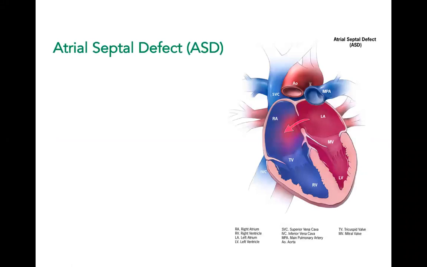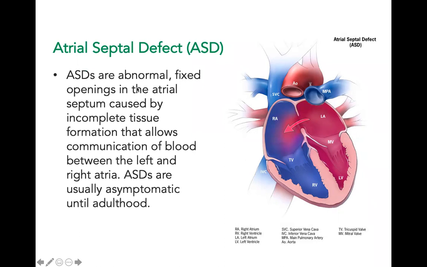Okay, first is your atrial septal defect. Now, what is atrial septal defect? From the word itself, atrial septal defect. So, ibig sabihin, yung septum kasi, in a normal heart, ito yung septum which will separate your right atrium from your left atrium. So, yung may defect dito sa septum natin. So, what is it? Abnormal fixed openings in the atrial septum, caused by incomplete tissue formation that allows the communication of blood between the left and the right atria.